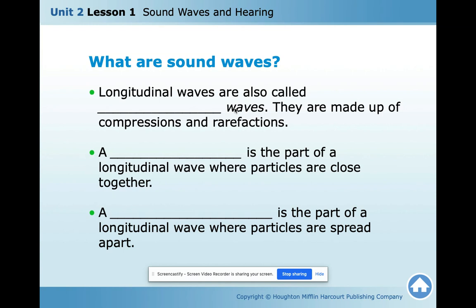So from that first slide, you should get that longitudinal waves are also called compression waves, and they are made of compressions and rarefactions. Remember, compressions and rarefactions are what we talked about last week with longitudinal waves. When the particles are all bunched together, that's the compression. Where they're spread apart, that's the rarefaction. So I'm going to just go along with the notes. A compression is the part of the longitudinal wave where the particles are close together, and a rarefaction is the part of the longitudinal wave where they are spread apart.